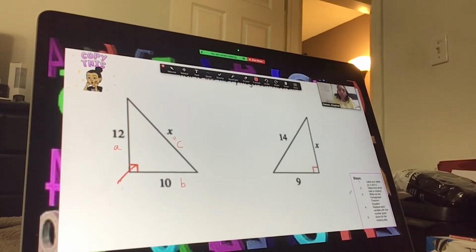Okay, step 2 says determine which side is missing. So we already said side C is missing. How do we know? Because there's no number here. Side C is missing. Okay, so now we're going to write out the Pythagorean theorem equation.